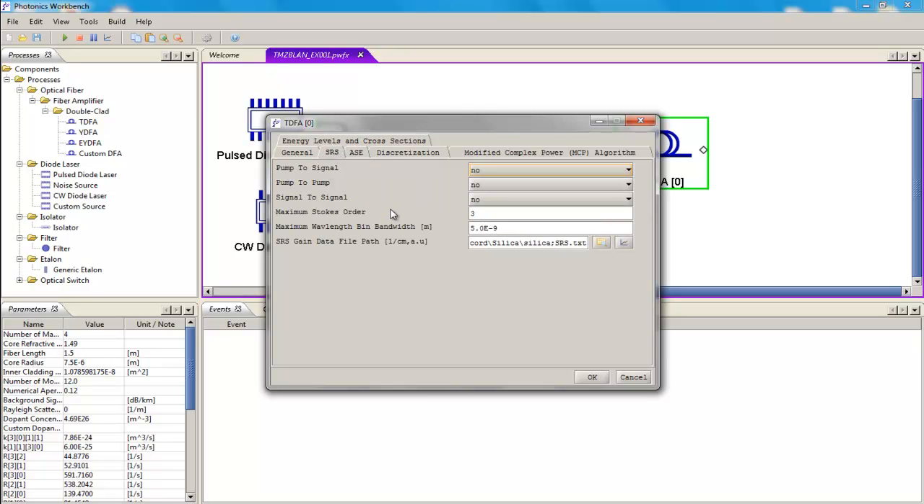Stimulated Raman scattering is a capability of Photonics Workbench and is configurable under the SRS tab. One can choose the maximum Stokes order, the SRS gain spectrum, and more. SRS is covered in another training session. Effects from Raman scattering are outside the scope of this particular thulium fiber amplification, as we are benchmarking against a live experiment.